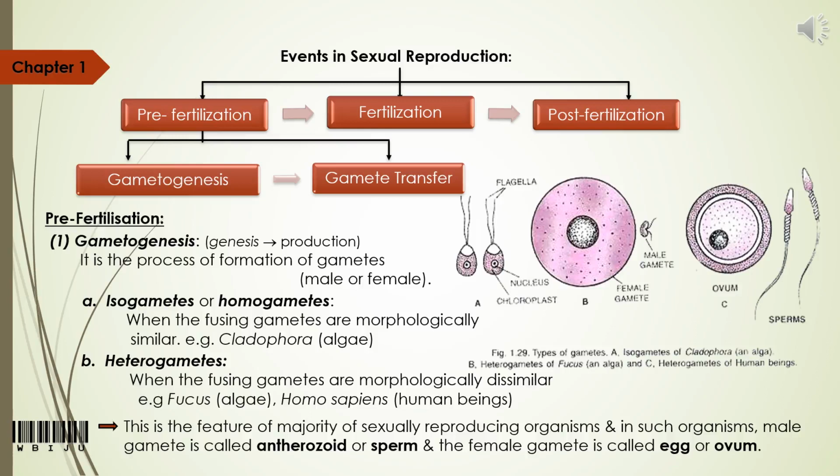And if the two fusing gametes are morphologically different, then such gametes are called heterogametes.